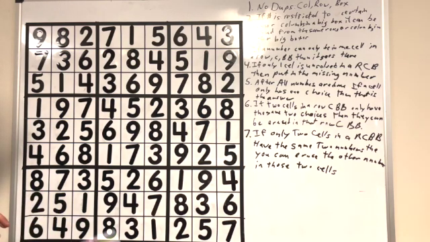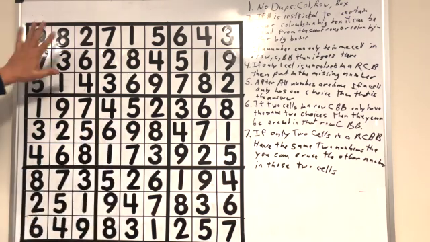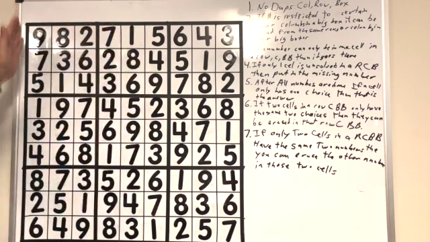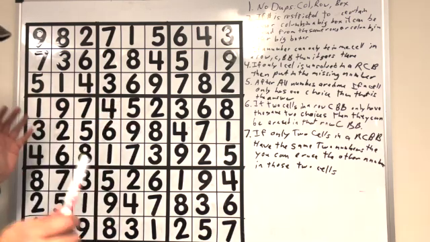Obviously, you can check in the back of the book to make sure, or you can just do the counting. 1, 2, 3. If you count 1 through 9 in every big box, 1 through 9 in every row, and 1 through 9 in every column, you've done it right.